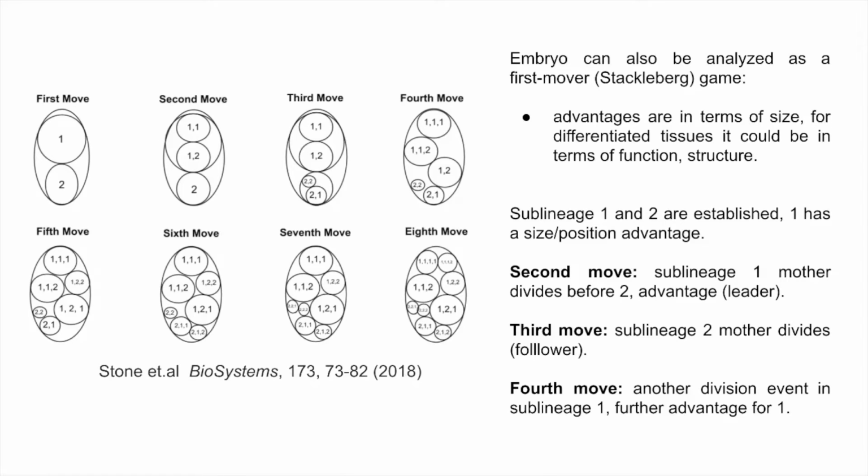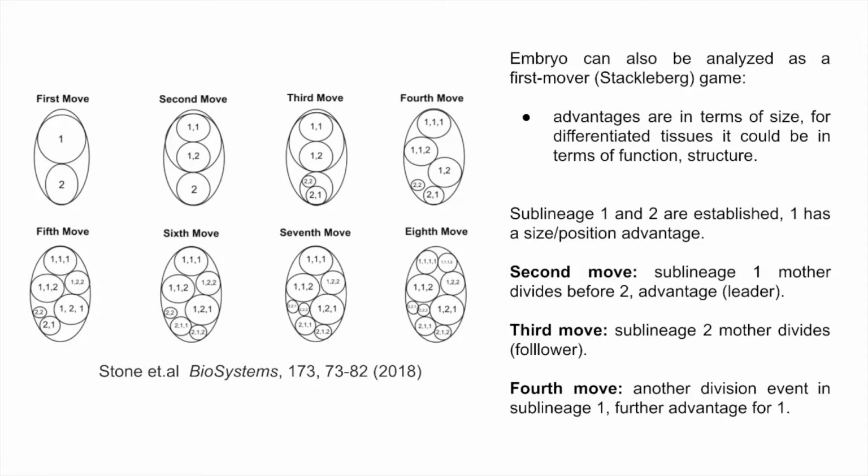And so this embryo can be analyzed using a first mover Stackelberg game. There's an advantage in terms of size. So for differentiated tissues, this size advantage in lineage 1 could be explained or utilized in terms of function or structure. Sublineages 1 and 2 are established, and 1 in this case clearly has a size position advantage.